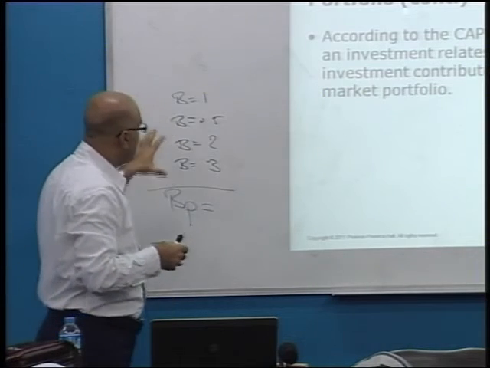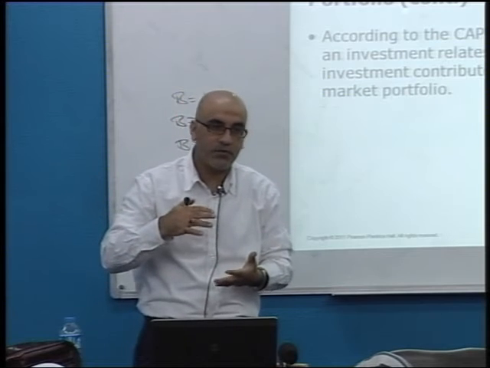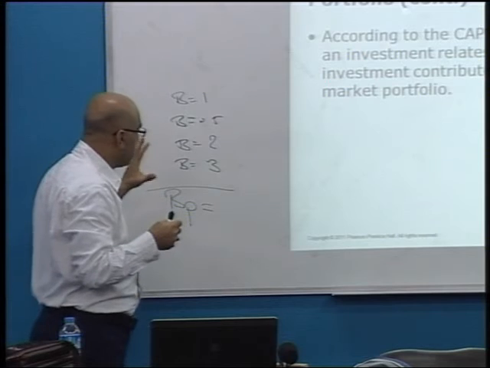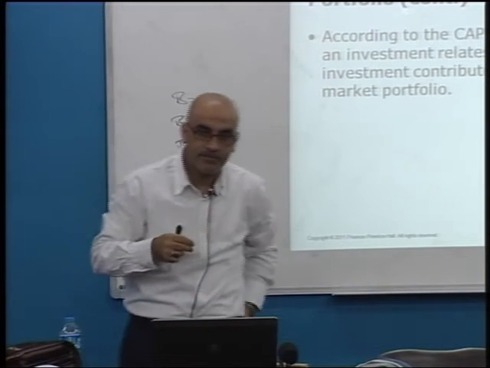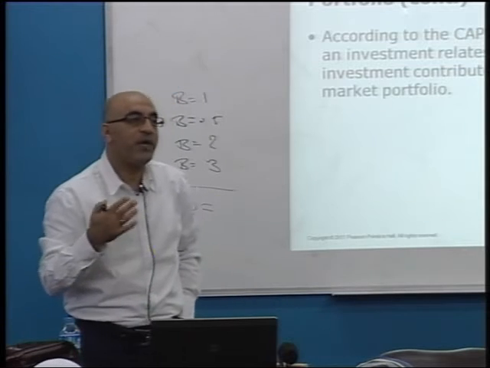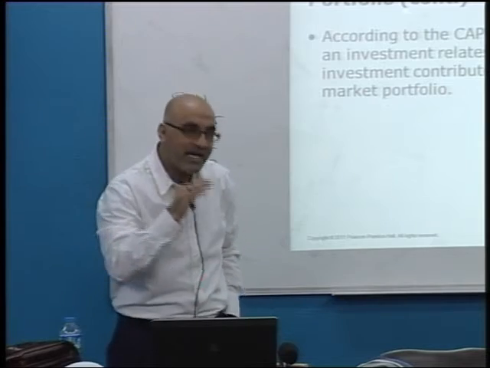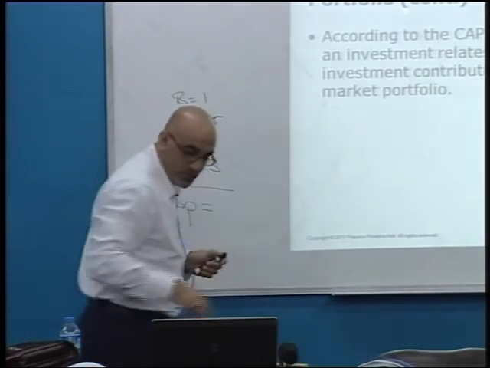For instance, if I want to form a higher beta portfolio, or higher risky portfolio, so what I will do is just depend on the stocks with the higher beta. If I want to have a less risky portfolio, I will include the assets with the lower risk. Now, let's see. You have this option.